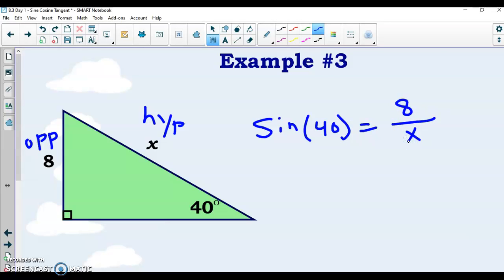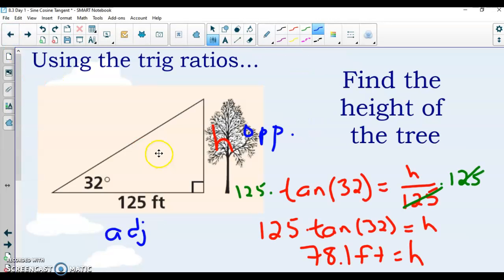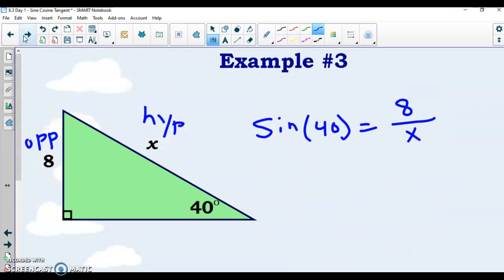So now this one's a little bit different than the last one. You notice in the last example we did, our variable was on the top part of the fraction, so we got it by itself by multiplying both sides by what was on the bottom. But in this one, you notice that x is on the bottom of that fraction. So I can't just multiply by 8 to get x by itself. Instead, we want to at least start by getting x out of the bottom part of our fraction. So we do that by multiplying both sides by x.